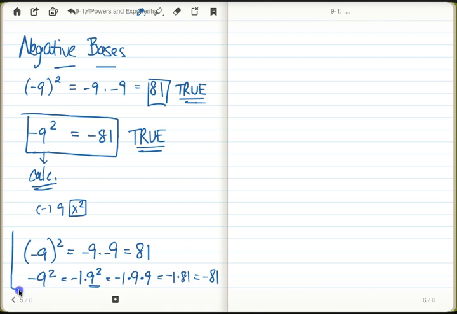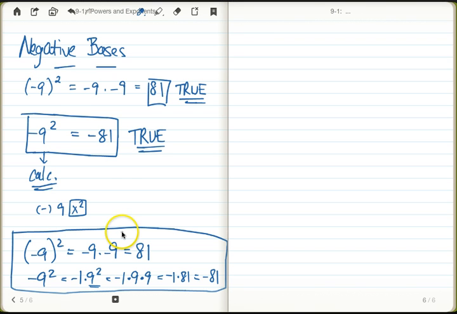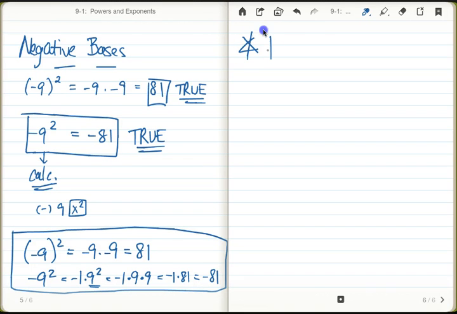Okay? This is important. I'm showing this to you because most of the problems you're going to work with this year will have negative bases that are within parentheses. So you must write the parentheses down. You must do it. Otherwise, you could potentially get a different answer. So keep that in mind. Parentheses are a big deal. Parentheses matter.